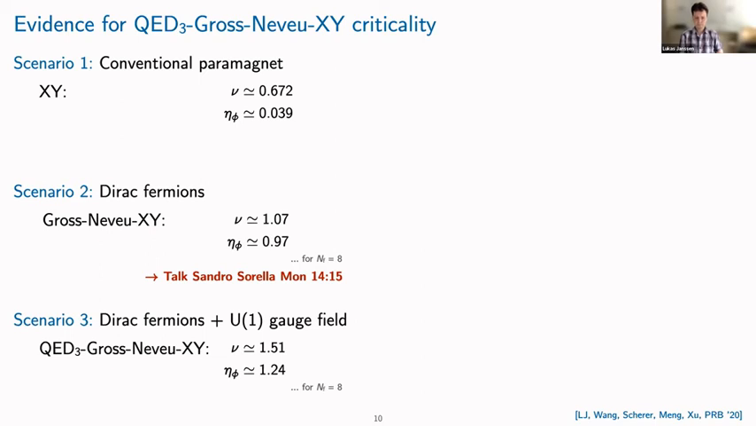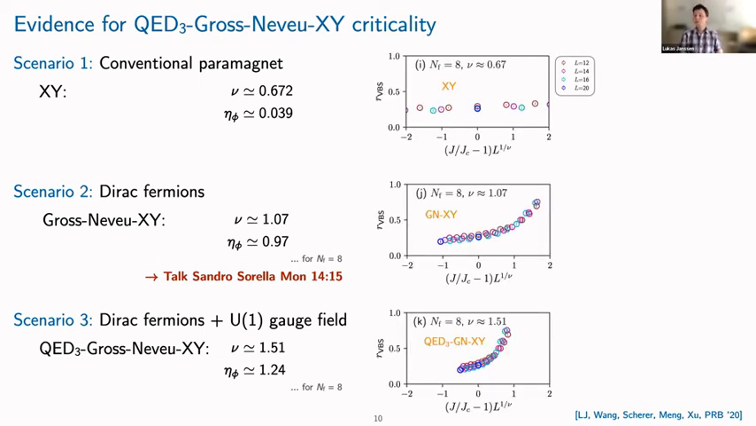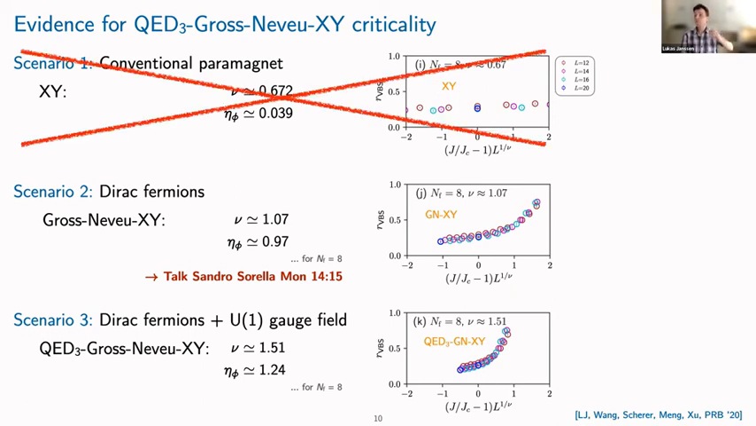critical exponents. So if we now compare the scaling plots for this VBS correlation ratio for these three different scenarios, we basically see that in the first scenario, there's basically no data collapse at all. And that already rules out this conventional scenario. This is not a usual XY transition, although it's described by an XY order parameter. The difference in the quality of the scaling plots in these other two scenarios is actually less significant.